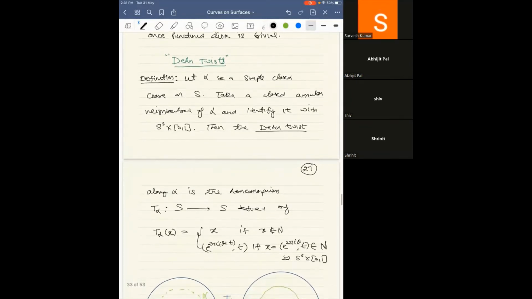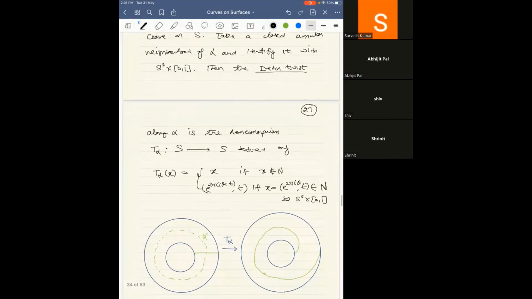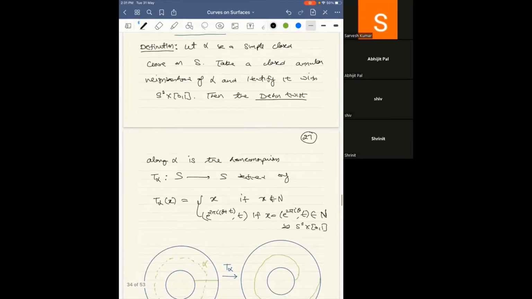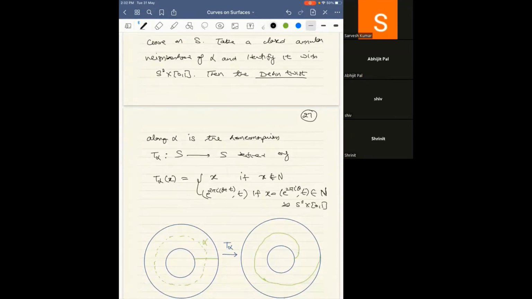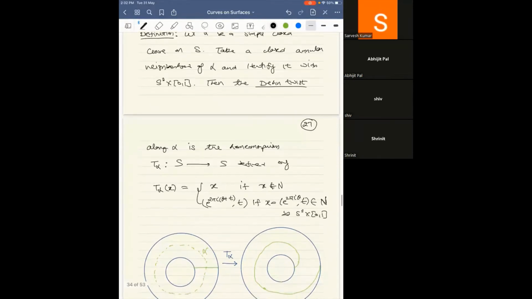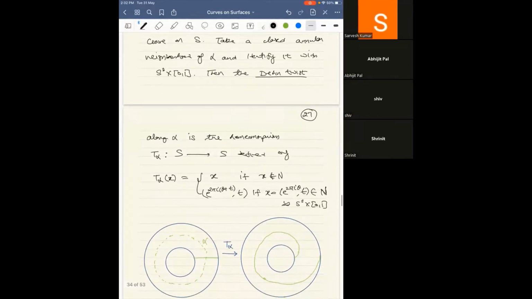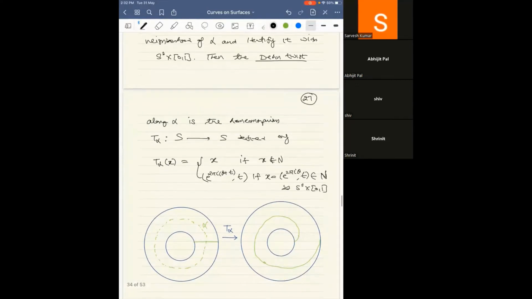Okay. So let alpha be a simple closed curve on S, on a surface. So what you do, you take an annular neighborhood of alpha. And you can parameterize it, just identify it with an annulus, S1 cross [0, 1]. So first of all, I am defining what we mean by a Dehn twist as a homeomorphism, not as an element of the mapping class group. And you can see there is a choice involved. So this is a map T alpha from S to S.